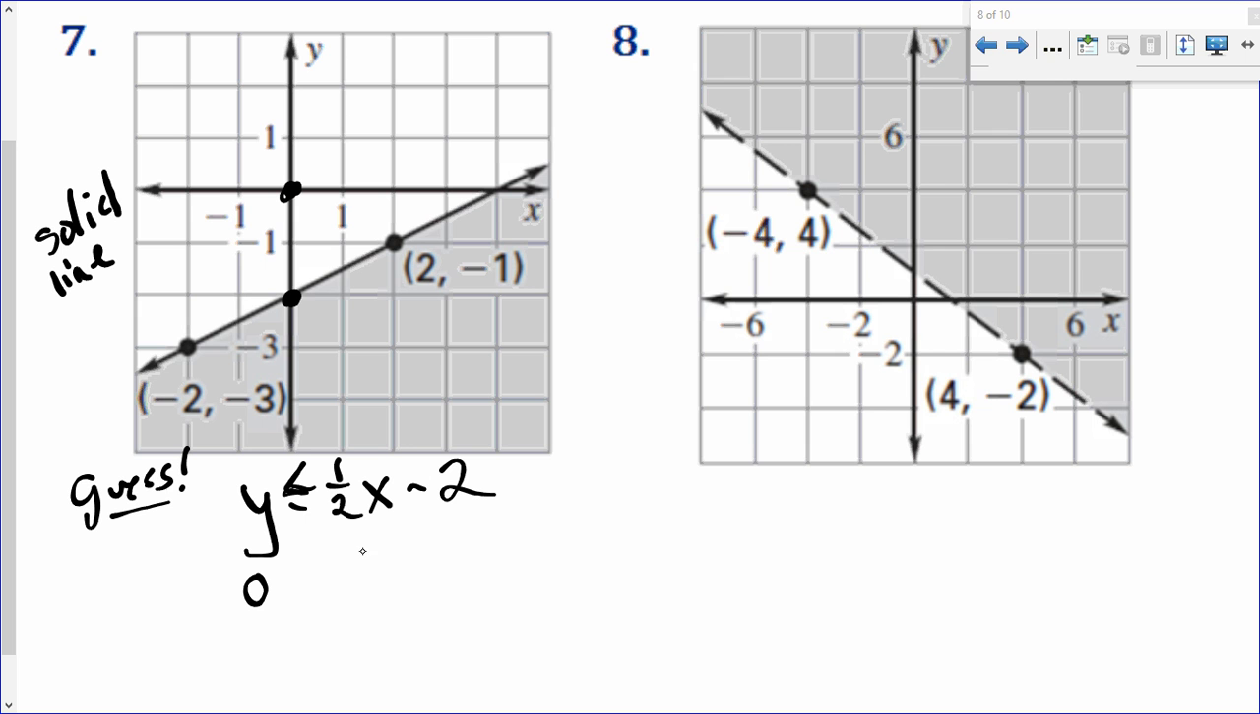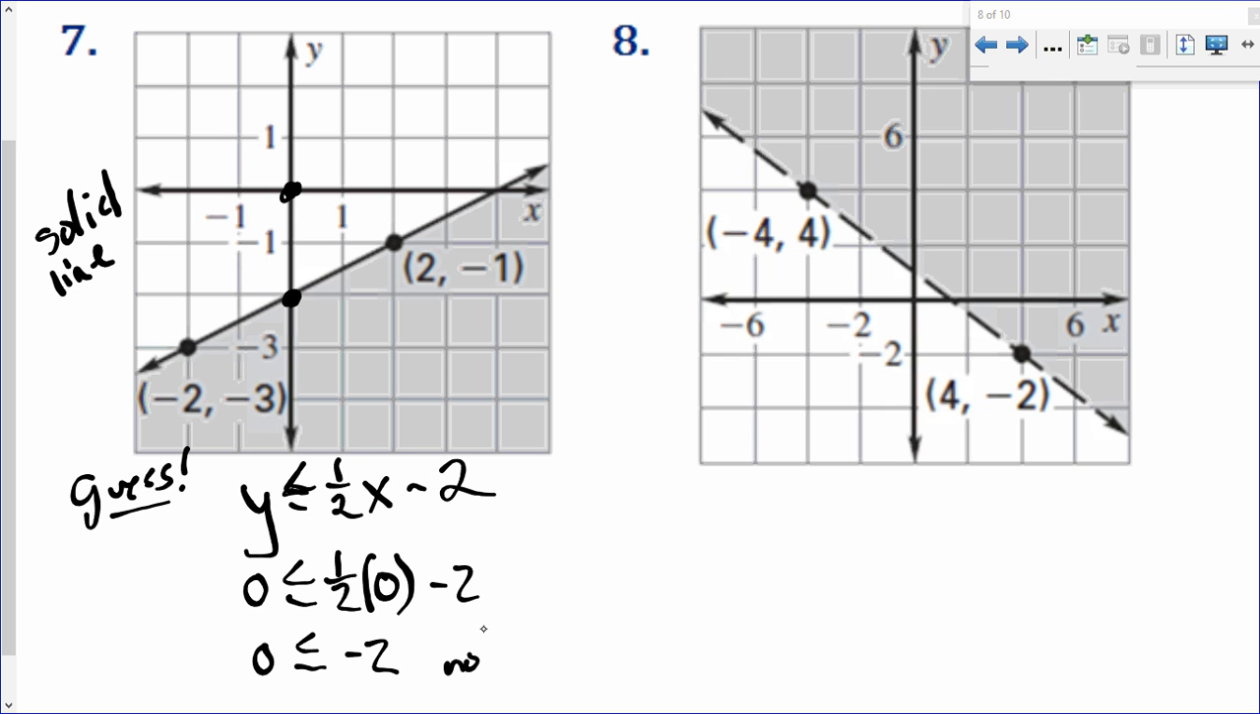I plug in 0, 0 for my x and for my y. Is 0 less than or equal to 1/2 times 0 minus 2? The result is 0 is less than or equal to negative 2. Is this true?